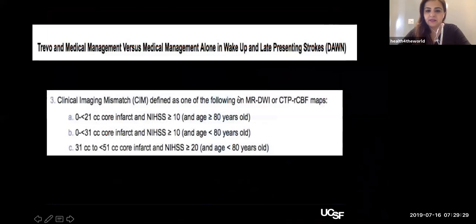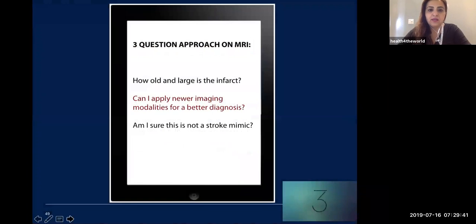All right, and then different trials use the volumetric assessment for stroke, depending on the core measurement. For example, this is a table from the DAWN trial from last year. Okay, so then if you could figure out how old is the infarct and how large is the infarct, whether it is subacute, chronic, or acute, then the next question is, can I apply neuroimaging modalities for a better diagnosis?